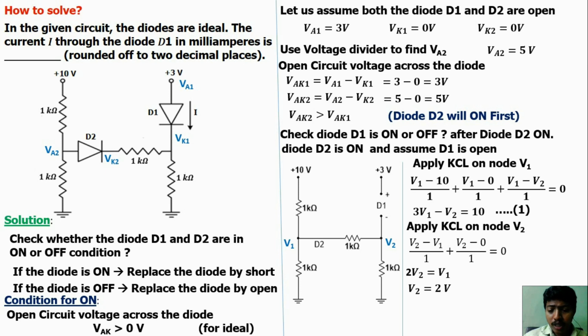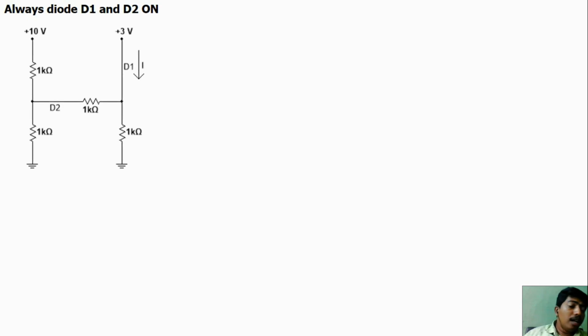Here the cathode voltage of diode D1 is 2 volt and the anode voltage is 3 volt. So the open circuit voltage across diode D1 is anode voltage minus cathode voltage, which is 1 volt. It is greater than 0 volt. So definitely diode D1 goes to on condition. Now diodes D1 and D2 will both act as short circuits because they are on. So replace diodes D1 and D2 with shorts.